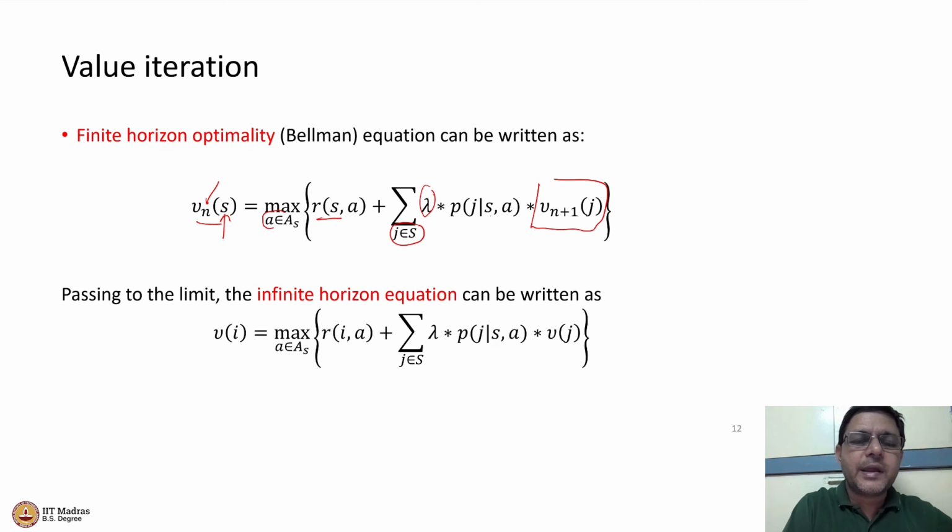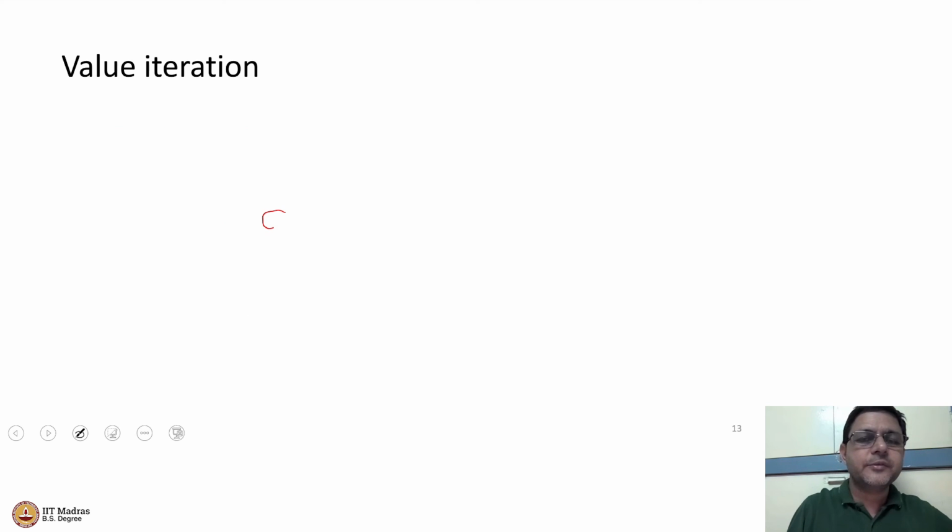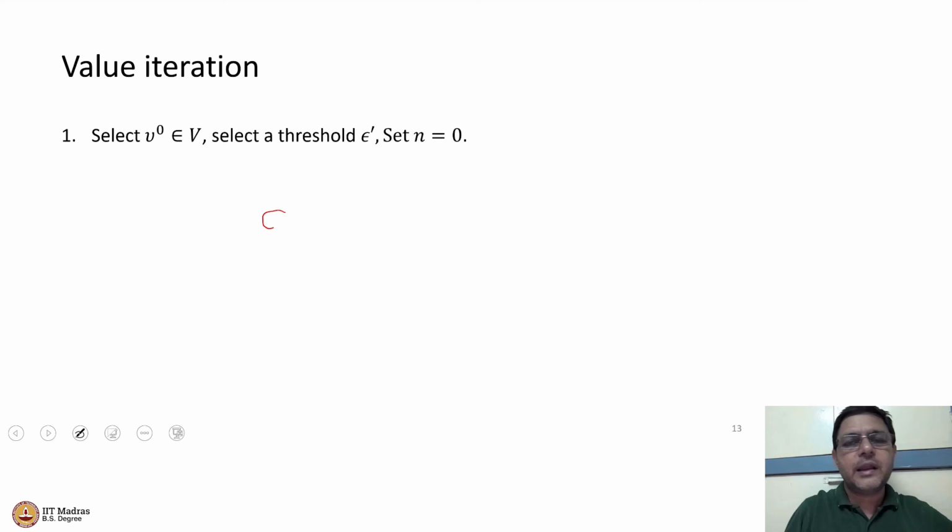So we are going to start a value iteration by assuming that this Vi and Vj are variables that I don't know. I have to find the values of. I may start with some arbitrary values, right? So how do I start arbitrary values? I'll start by setting some V0, and I will select some threshold. I'll tell you what is the purpose of this threshold. Let us start with n equal to 0 and keep incrementing.